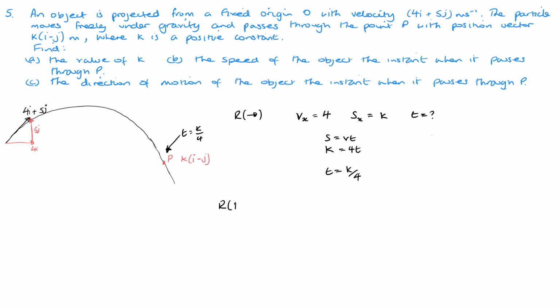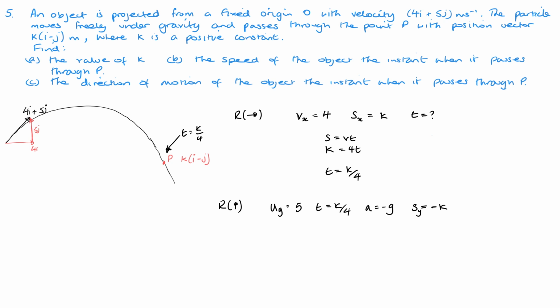So that's what we want to do. We want to now resolve vertically. So that would mean that our initial velocity vertically would be 5. Our time here would be k over 4. Our acceleration would be minus g. And then our vertical distance would be minus k, because obviously k times minus j would be minus kj. So it's then a distance of minus k from the origin.